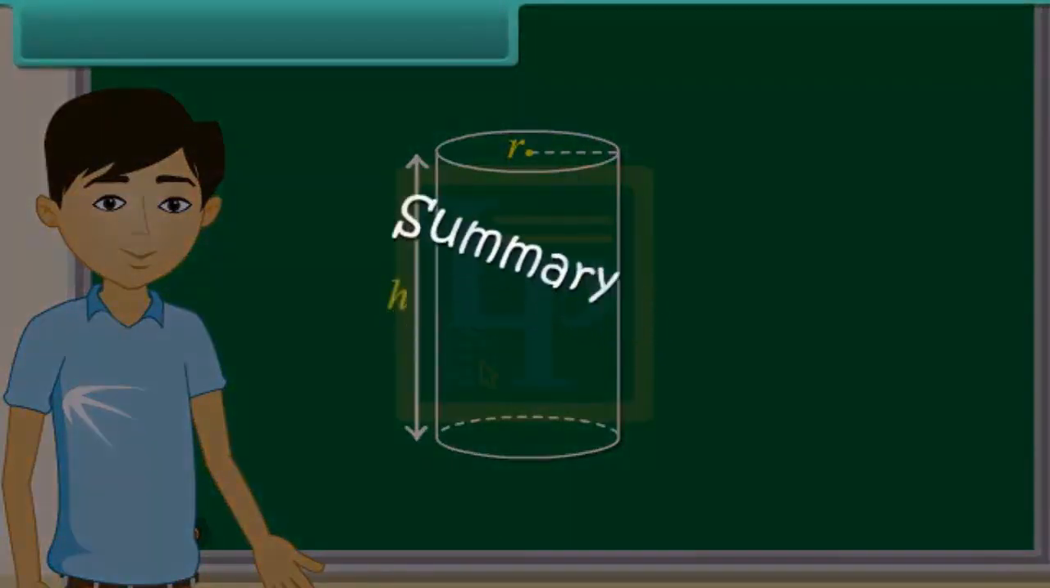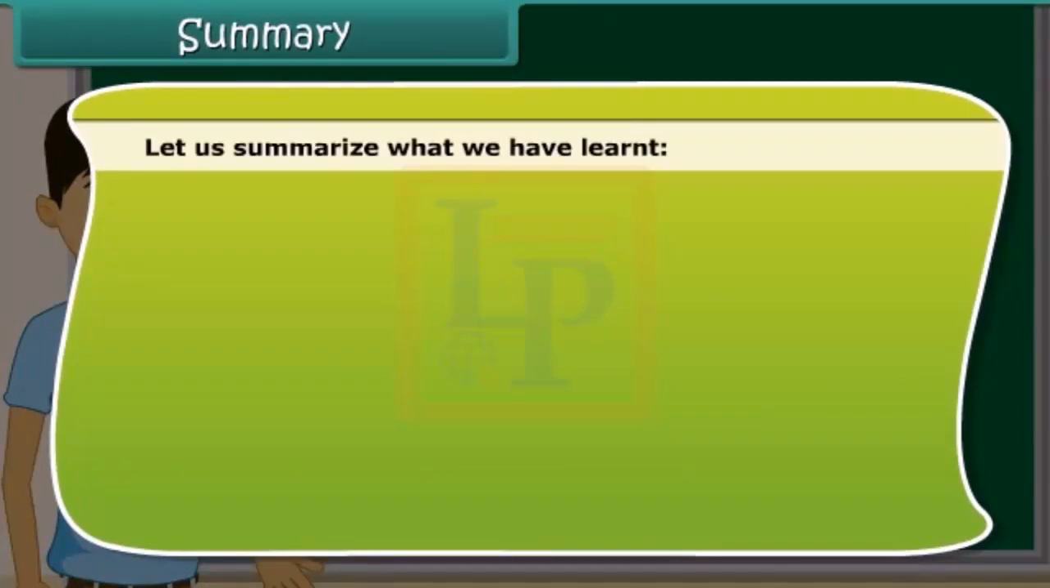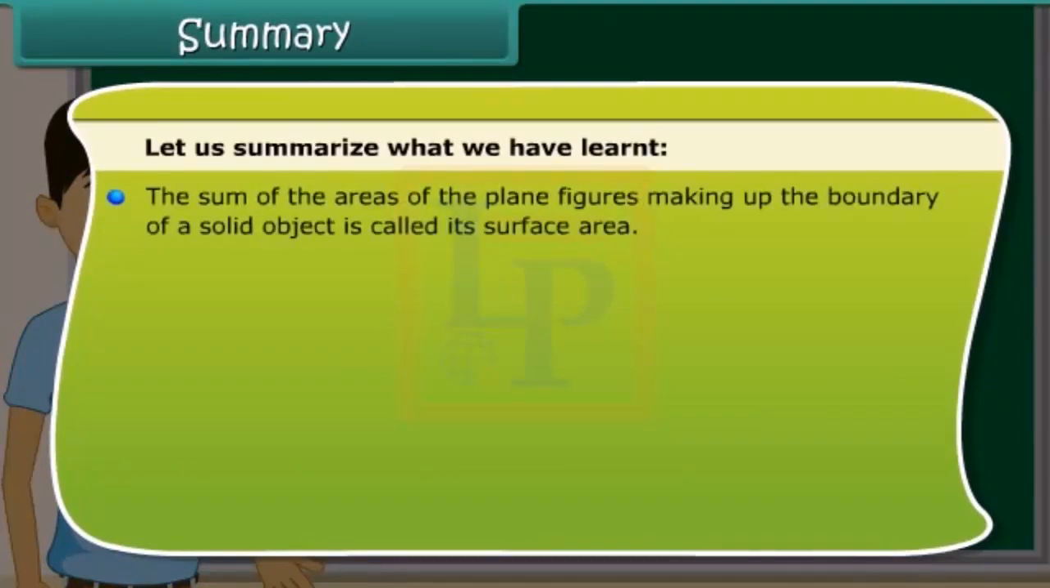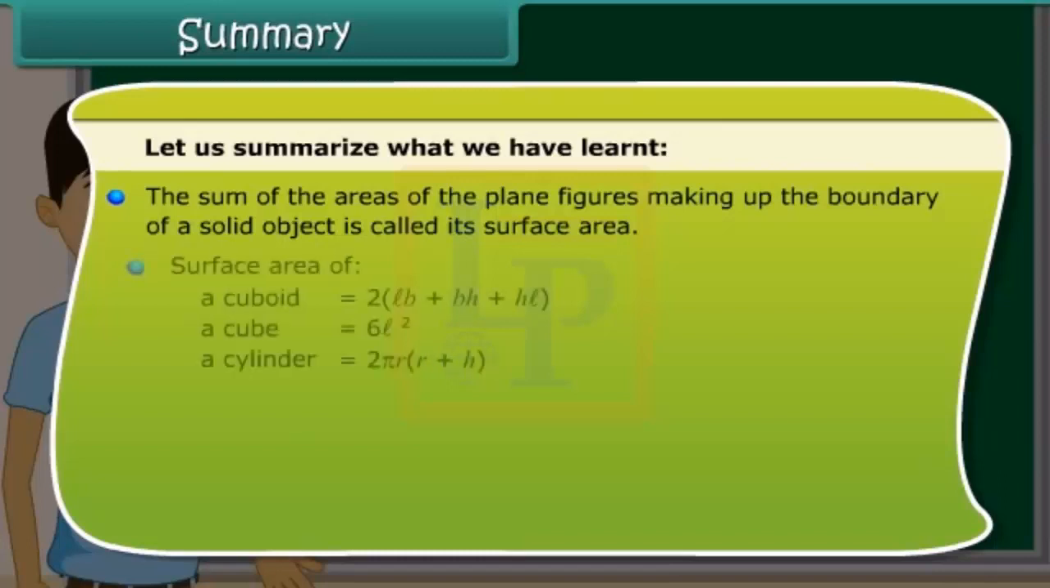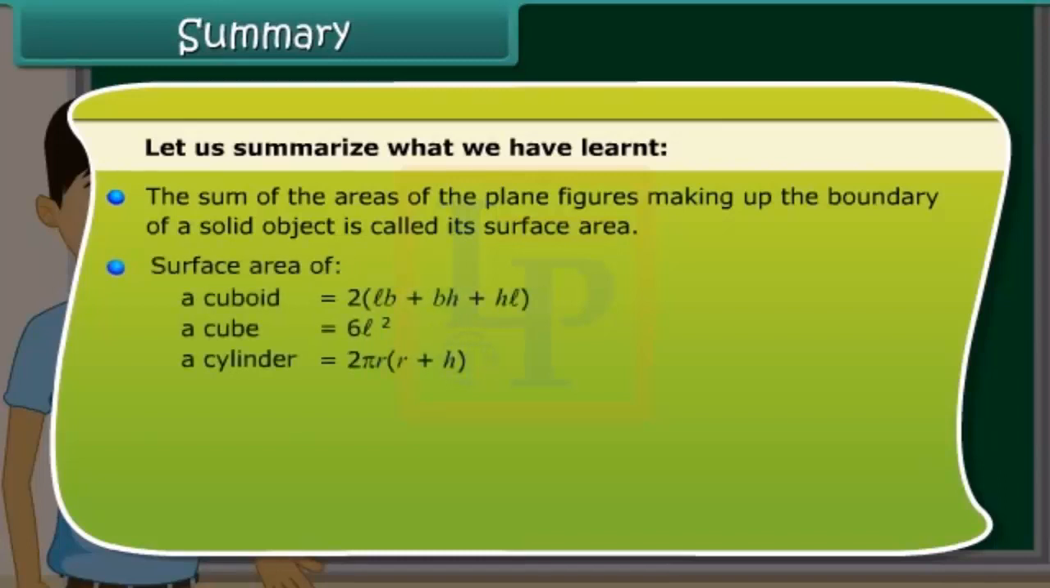Summary. Let us summarize what we have learned. The sum of the areas of the plane figures making up the boundary of a solid object is called its surface area. Surface area of a cuboid is equal to 2 into LB plus BH plus HL. Surface area of a cube is equal to 6L square. Surface area of a cylinder is equal to 2 pi r into r plus h.